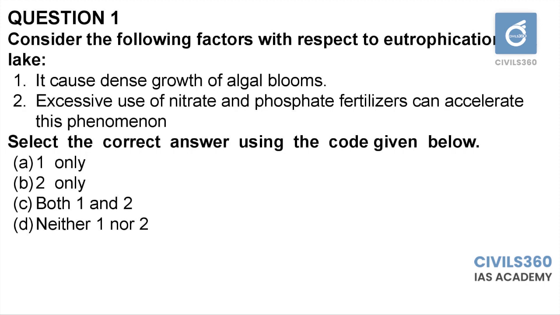So when the water of the lake gets enriched, it supports microorganisms and such plants. It usually happens due to the runoff from the land. We use excessive fertilizers and nutrients in nearby agricultural fields. It gets leached off during raining and irrigation, and the nearby water bodies undergo eutrophication. Nitrate and phosphate fertilizers are the common ones that cause eutrophication, and also, as I said, it causes dense growth of algal blooms. Therefore, the answer is C, both 1 and 2.